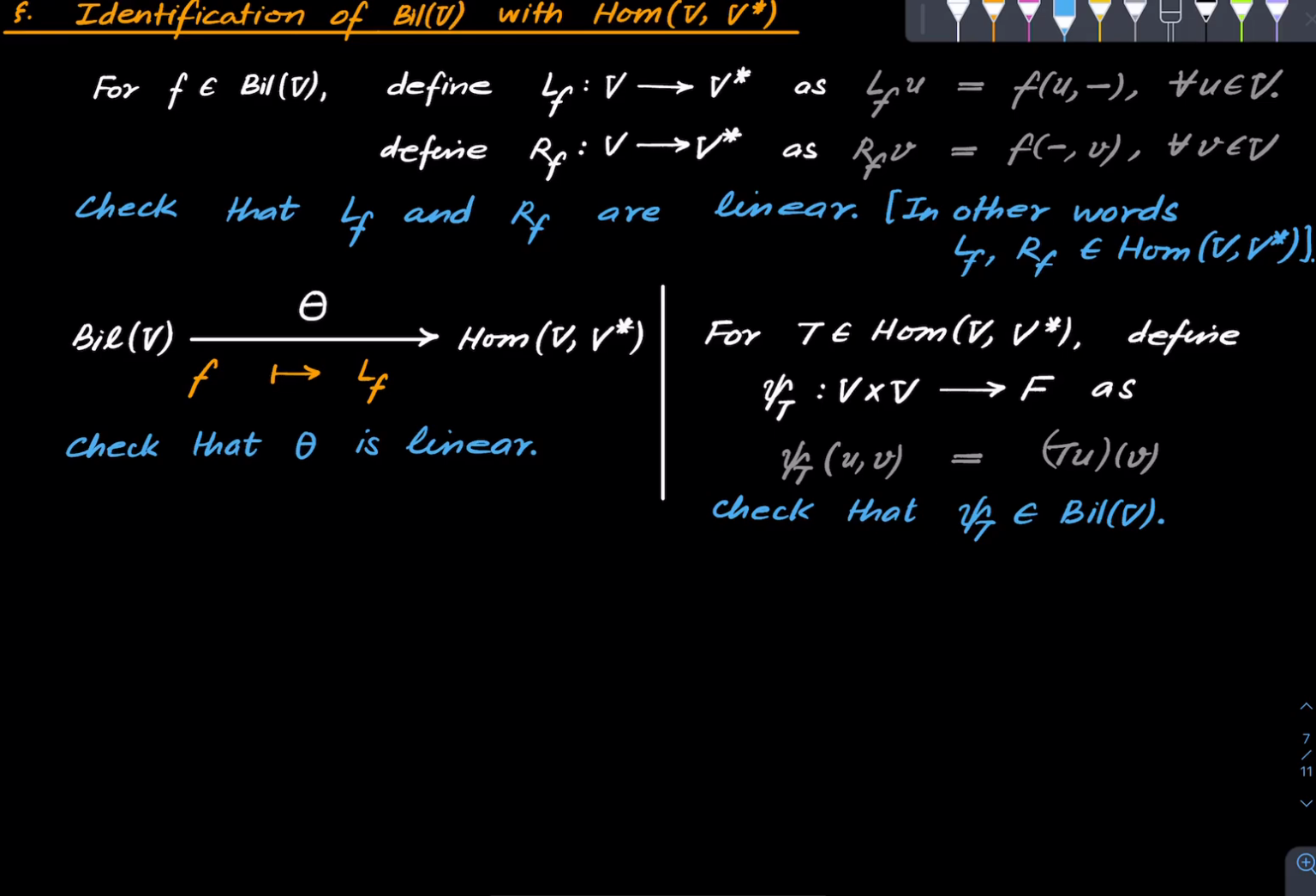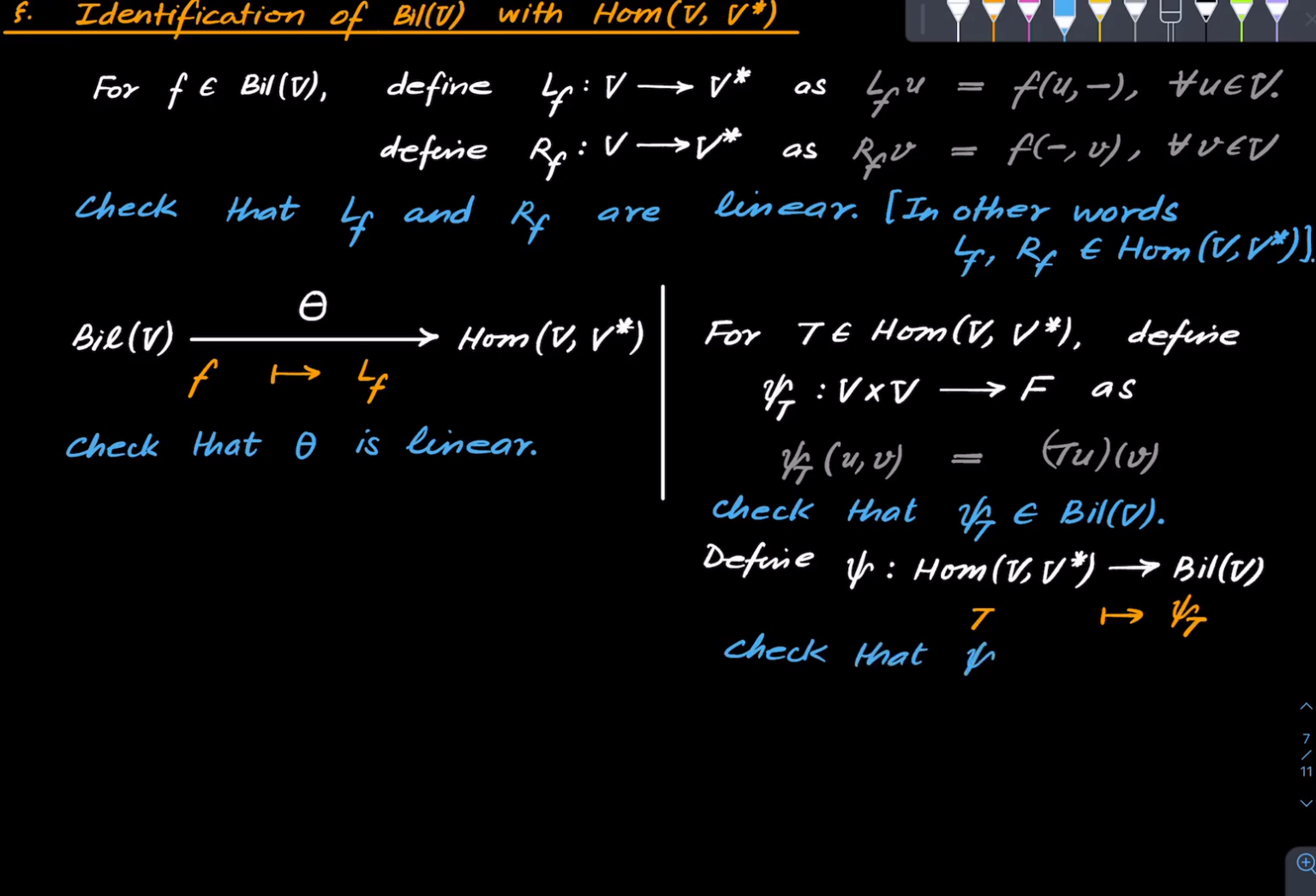Okay. So with all these checks in hand, now we can do the real thing. So now we define capital psi as a map from Hom(V, V star) to the space of bilinear forms, which takes T to psi sub T, and check that psi is also linear.